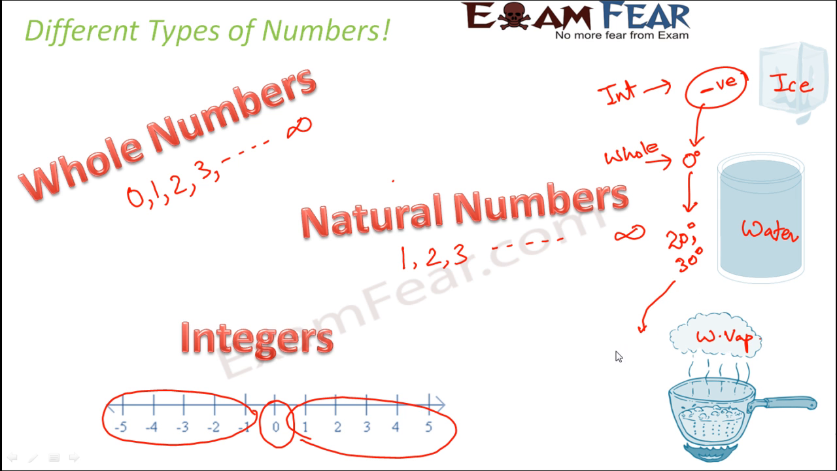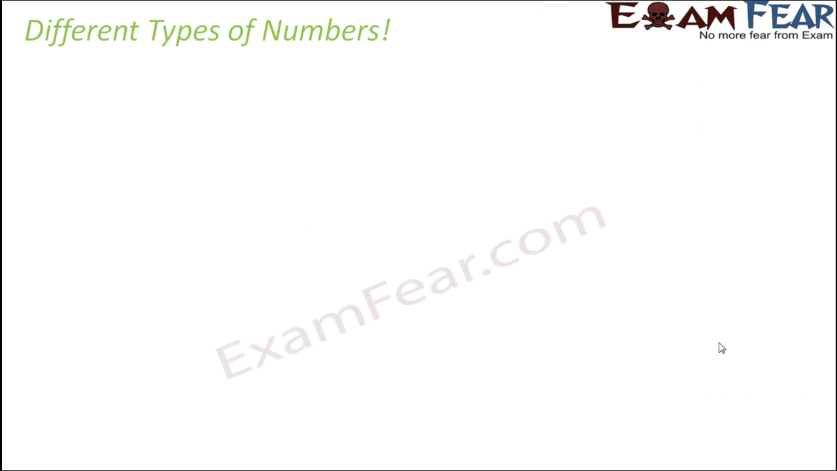And then finally, when it reaches above a temperature of 100 degrees, it gradually starts changing to water vapor. So see, this is an example where we make use of integers, where we need whole numbers, where we also need natural numbers. Since we need a variety of numbers, we have so many different names for numbers like whole numbers, natural numbers, integers. We also have some other types of numbers as well.